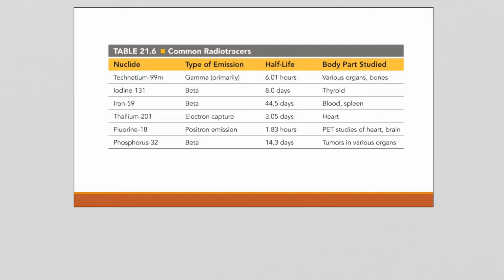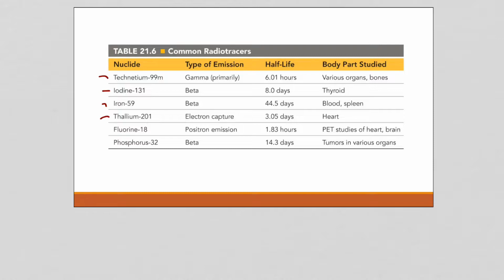Using these various organs, we're going to use different nuclei that are going to be absorbed by different parts of the body. So, for example, we mentioned technetium-99 being used by the bones. We can use iodine-131 to image the thyroid. The thyroid naturally uses iodine. Iron is useful for blood and areas of the body where blood can be particularly useful as a tool to study.